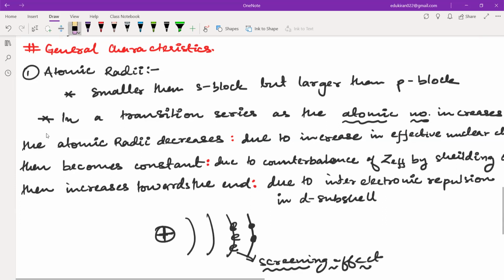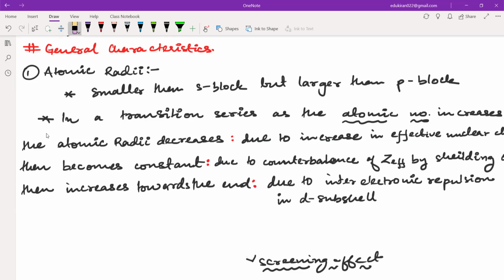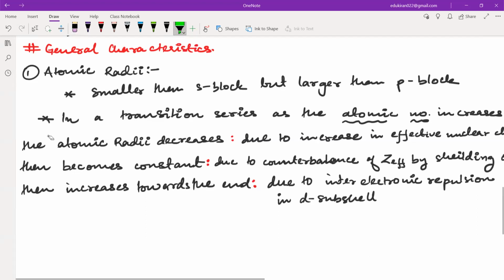Okay, in D subshell. So these are the three trends and the reason is also there. All of this is happening when we are moving in a transition series. So we are moving along a period in the D block elements, in a transition series.